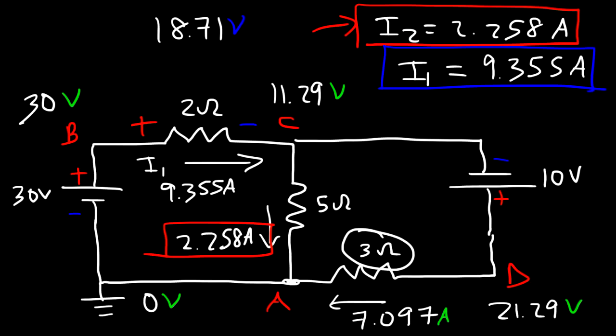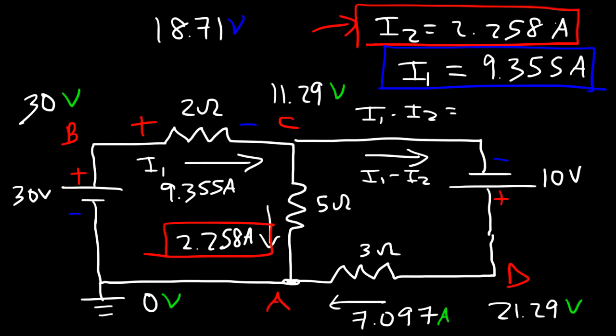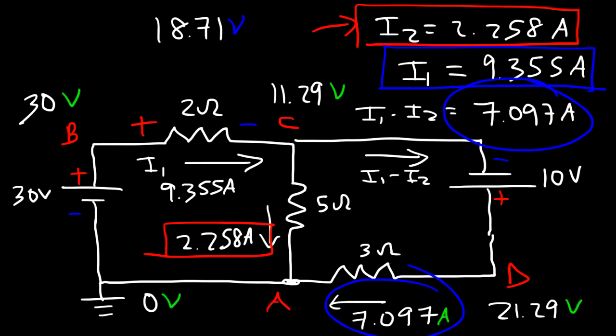Now the current flowing through the 3 ohm resistor is the same as I1 minus I2. So we could confirm this answer by subtracting these two currents. So if you take 9.355 and subtract it by 2.258, this will give you the same answer of 7.097 amps. And so the numbers are all in agreement with each other. So we know these answers have to be correct. And so that's it for this problem. Let's move on to the next one.